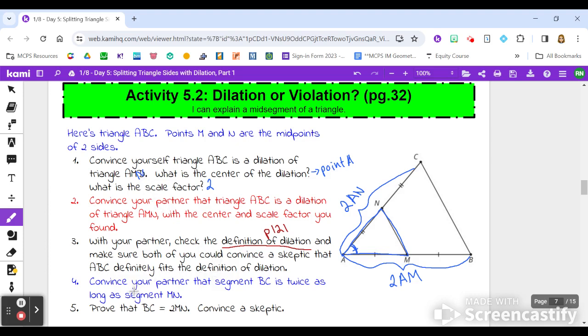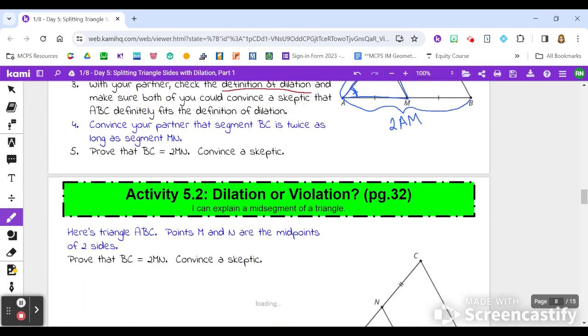Now that I've said that, I want you to turn to your partner and convince them that segment BC is twice as long as segment MN. And then I would like you to take a couple of minutes with them to also write a proof that BC equals 2MN and convince a skeptic. So take a couple of minutes in your workbook to write out an explanation as to why BC is equal to 2 times the length of MN. Thank you for pausing the video and taking a minute to do that.